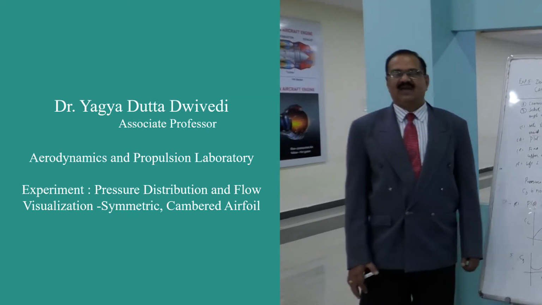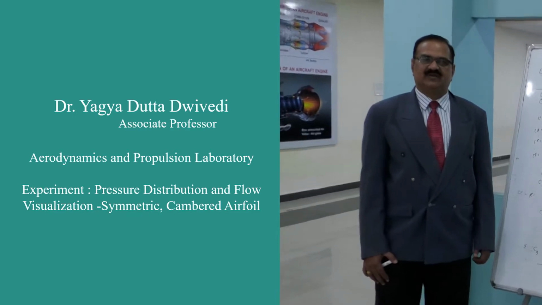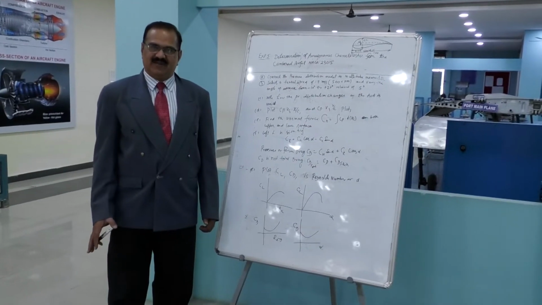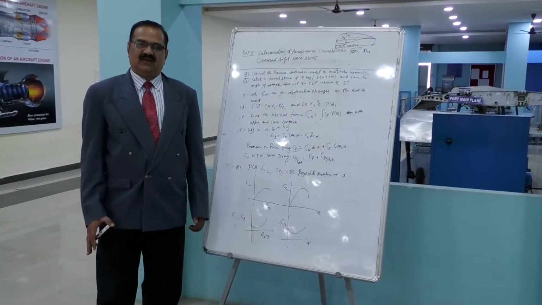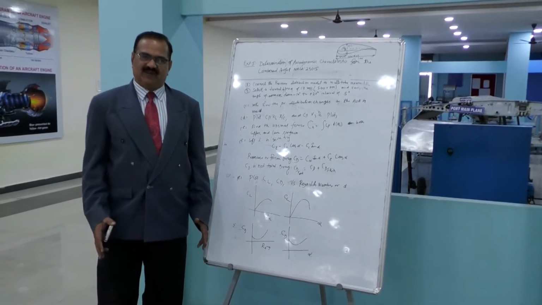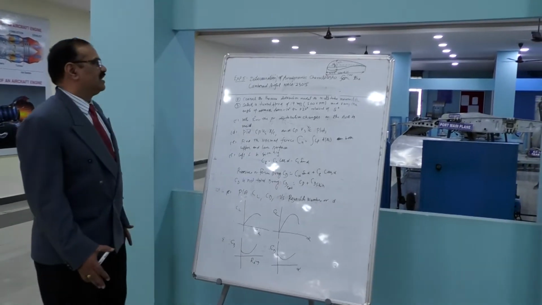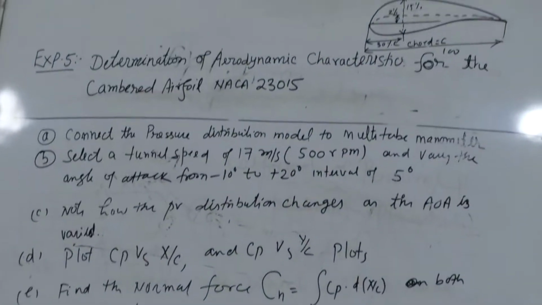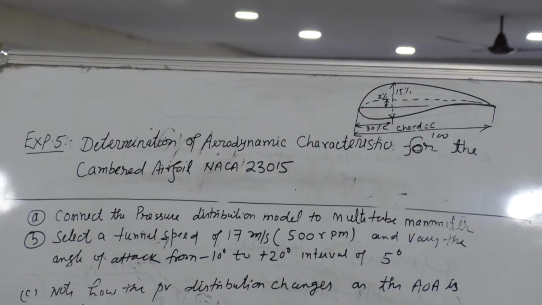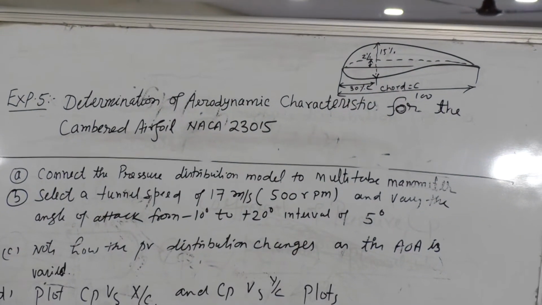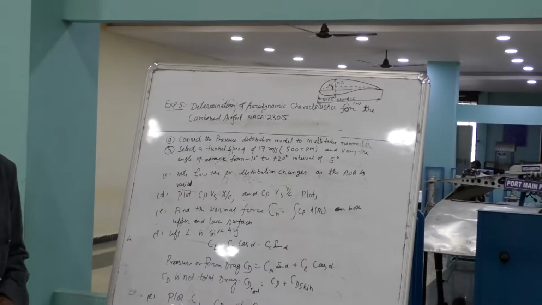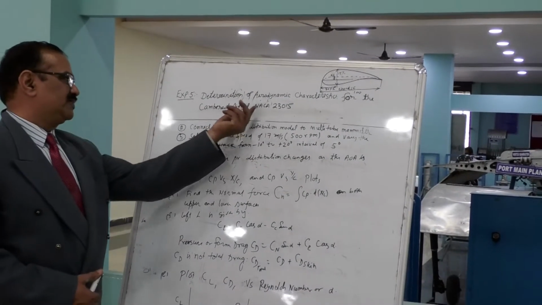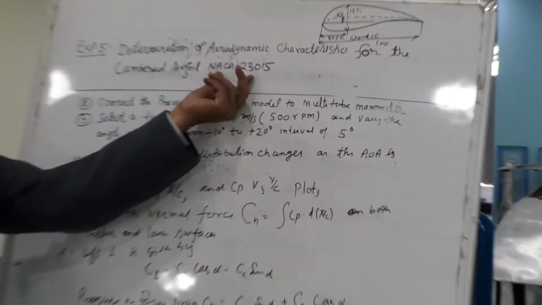Today I am going to discuss the experiment. The name of the experiment in the aerodynamics lab is determination of aerodynamic characteristics for the cambered airfoil NACA 23015. This is my aim of today's lab, and first I will explain about NACA 23015.